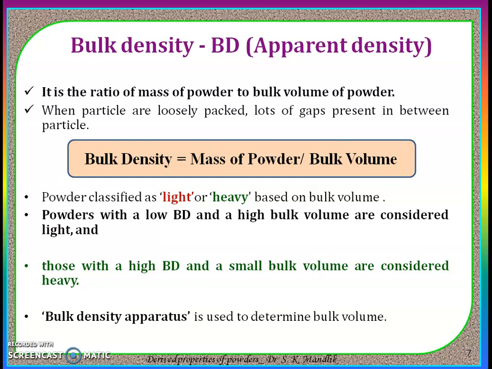Powder can be classified as light powder as well as heavy powder based on its bulk volume. Powders with low bulk density and high bulk volume are considered light, whereas powders with high bulk density and low bulk volume are considered heavy powder. The apparatus which is used to determine bulk density is known as the bulk density apparatus.